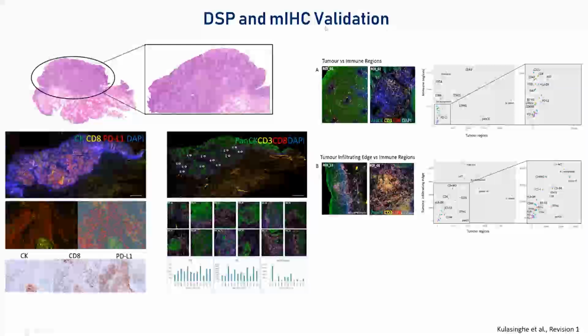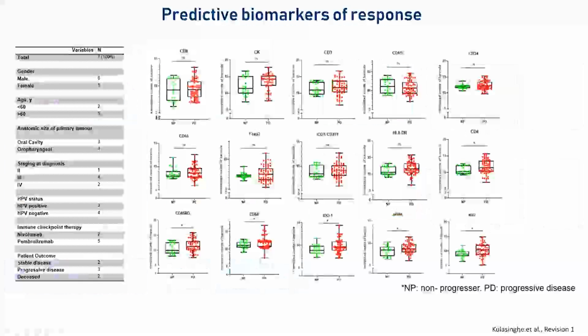And what you're able to do is then compare your tumor signal versus your immune or your stromal signal, as well as your TIL, the infiltrating edge versus the immune regions within that tissue. And from this initial study, the hypothesis we went in with, or the theory that was around at that time, was that CD8 T cells within the tumor would be predictive of outcome to immune checkpoint inhibitor therapy.